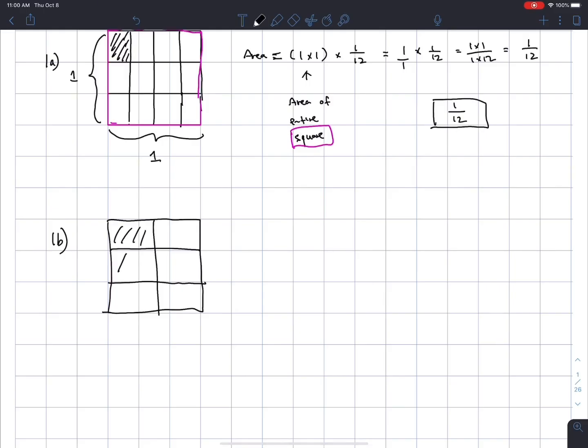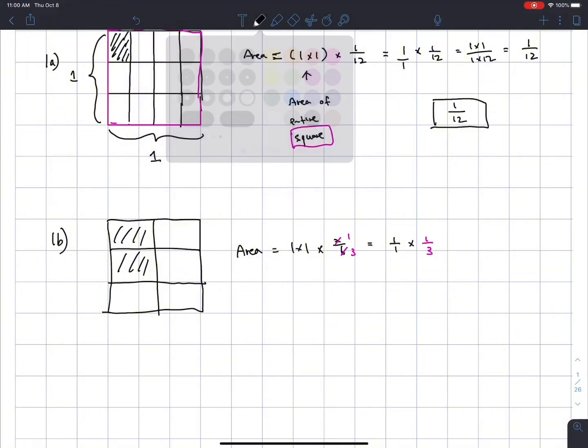So this time 2 of them are shaded, so it will be the same idea. The area is going to be 1 times 1, which is the area of the entire square, times 2 out of 6. Only 2 out of the 6 total rectangles are being shaded. This becomes 1 over 1 times, if I simplify 2 over 6, I can divide 2 by 2 to get 1, divide 6 by 2 to get 3. So I can simplify it before I multiply it. So you can always divide both the numerator and denominator by the same number. And this is called simplifying.